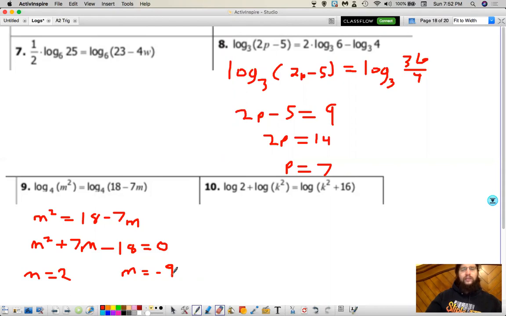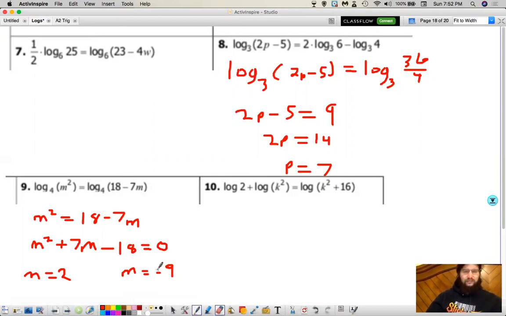Now, let's check our answers. If I plug in 2 here, that's 4. That's 18 minus 14 is 4. We're good. Negative 9, on the other hand, that's 36. If I do that, that's going to be a negative something or another times a negative. That's 63 plus 18.